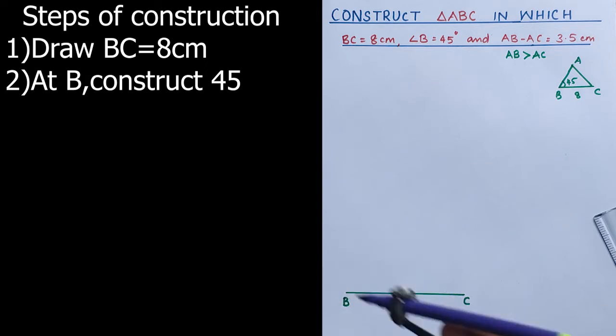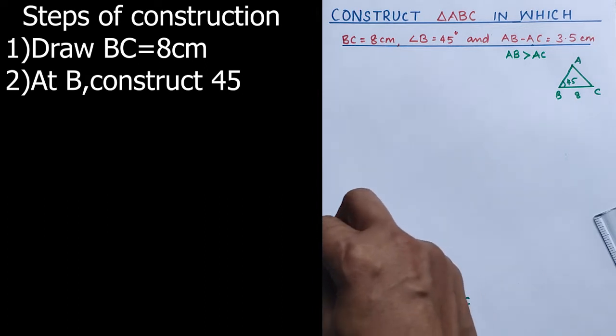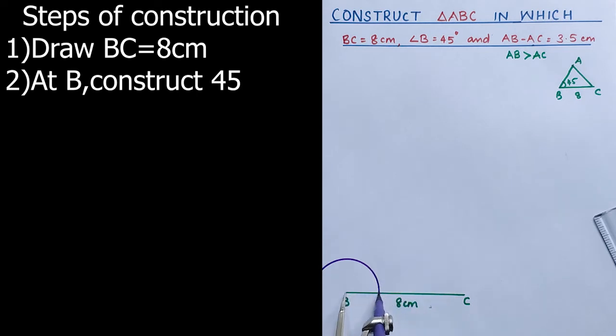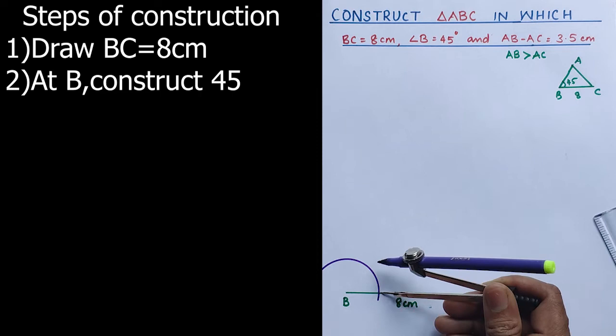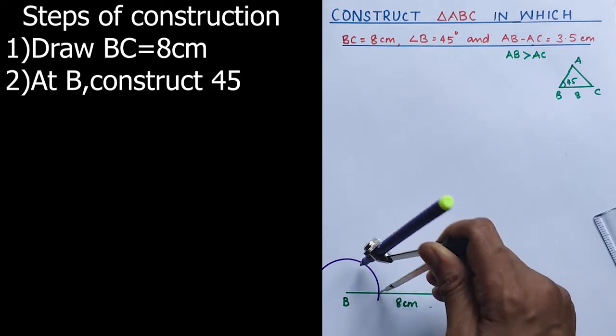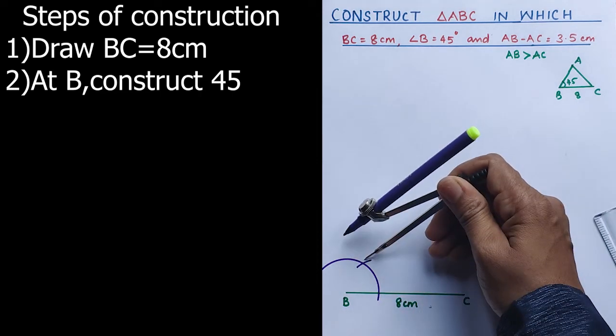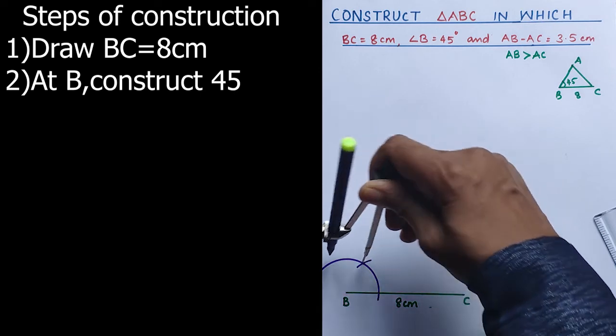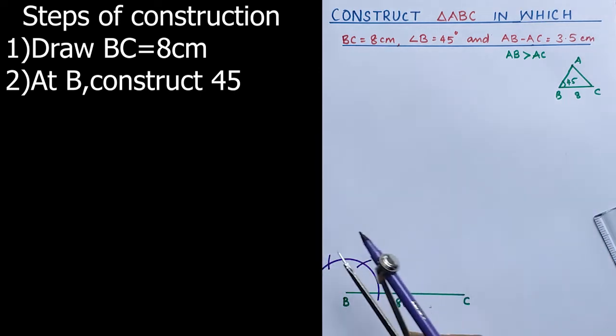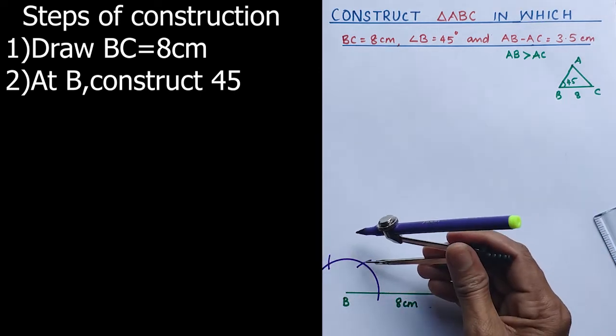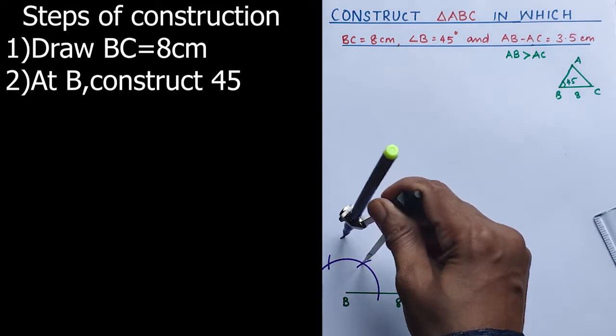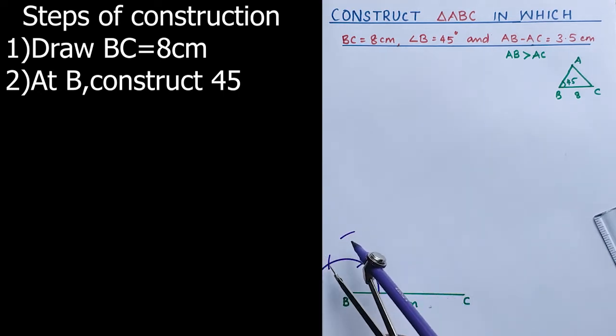For that, let's draw an arc. Then for constructing 90, first we have to construct 60, then 120. That means the second 60 part we have to bisect. Then we will get 90 degree.